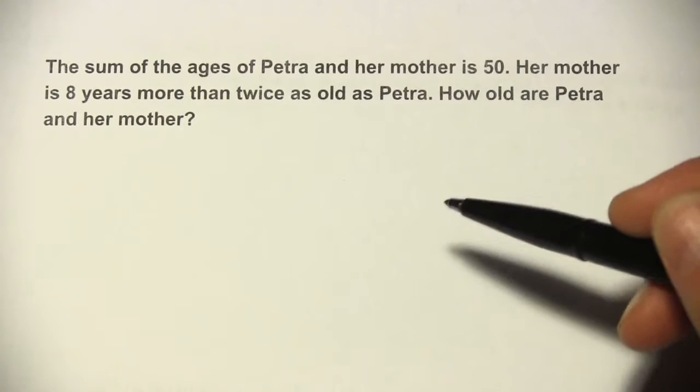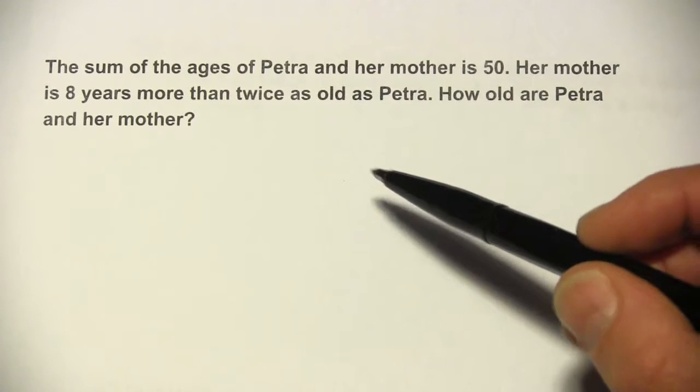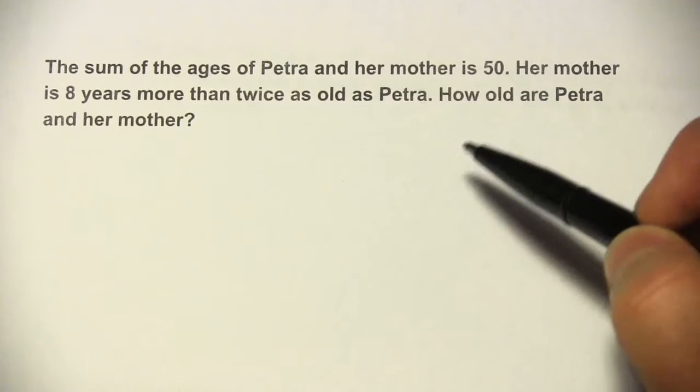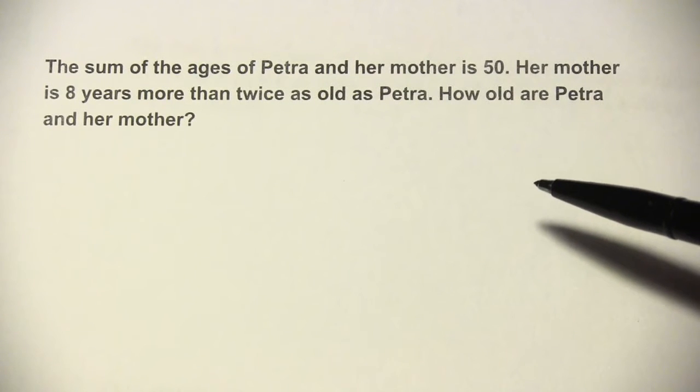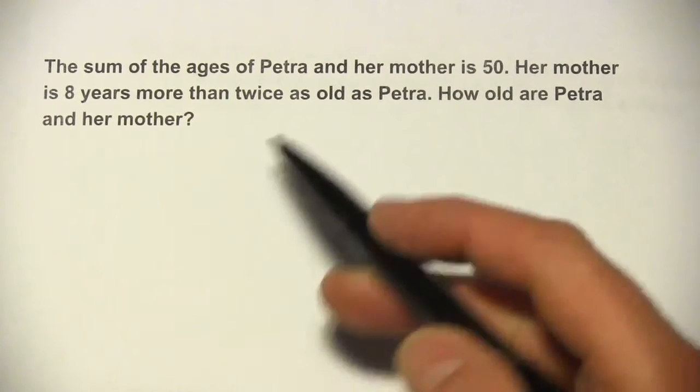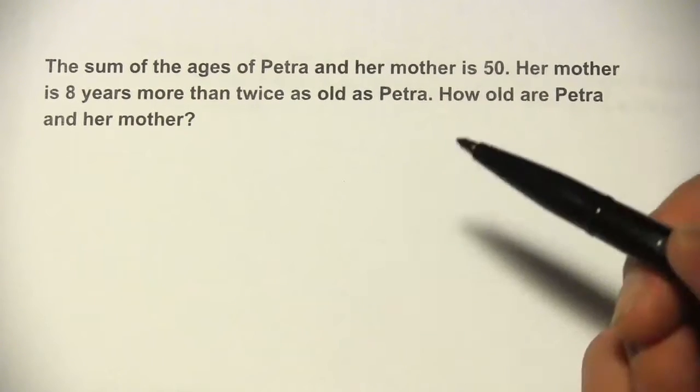Here we have some rather tricky word problems. Let's take a look at these. The first one says, the sum of the ages of Petra and her mother is 50. Let me look ahead to see what we're going to try to find. How old are Petra and her mother?